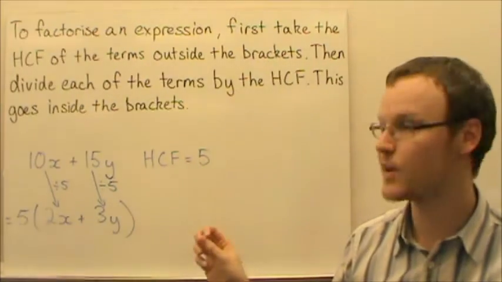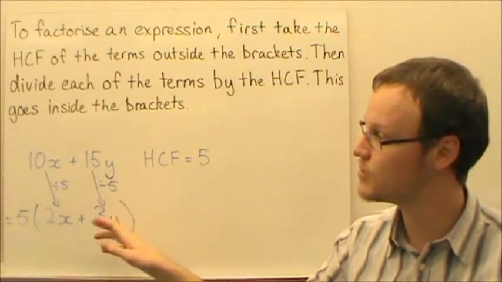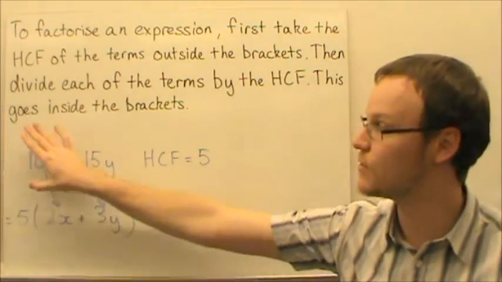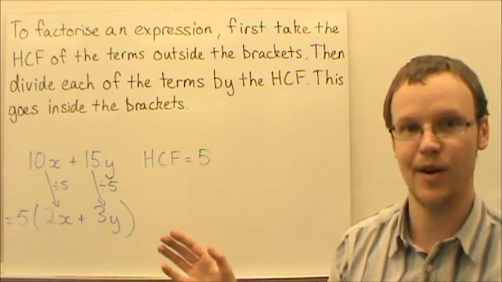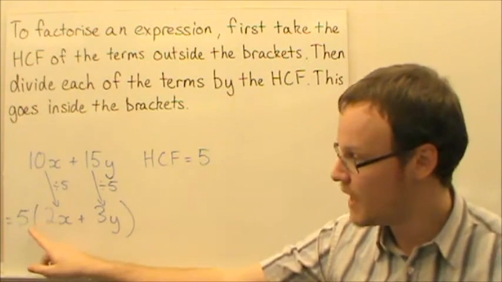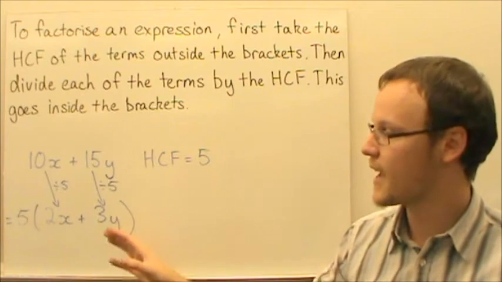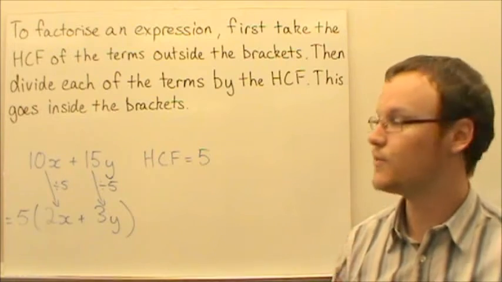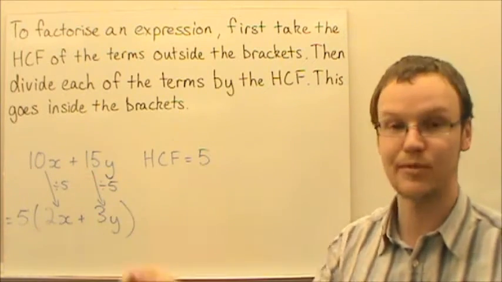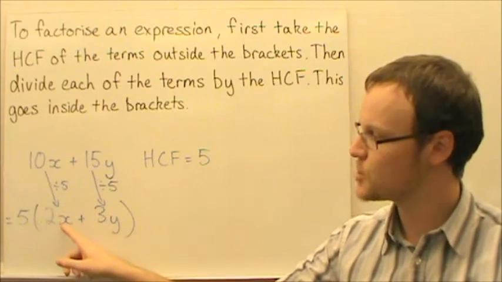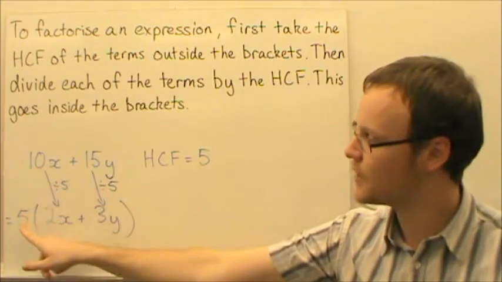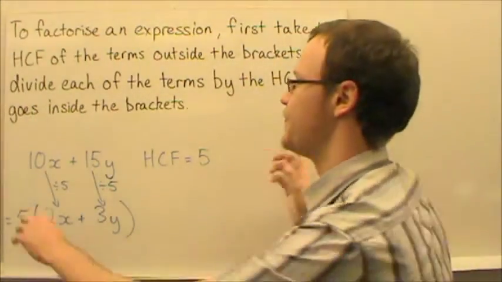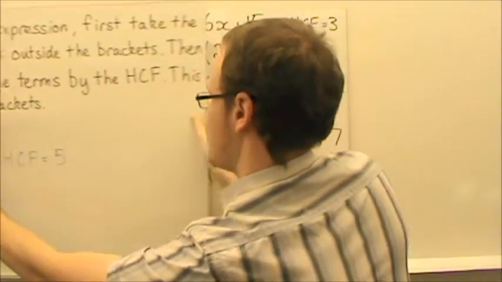Now let's have a look why we've done this, why we divide both of these terms. Essentially, by taking 5 outside of the brackets, we've divided the whole expression by 5 and removed it from the brackets. We can go back the other way and use the distributive law to expand the brackets out and check whether we've got the correct answer. 5 times 2x is 10x, and 5 times 3y is 15y. So we've got it right.